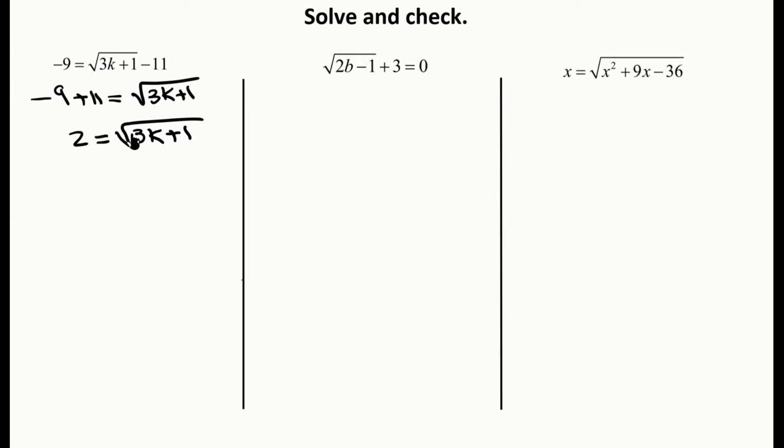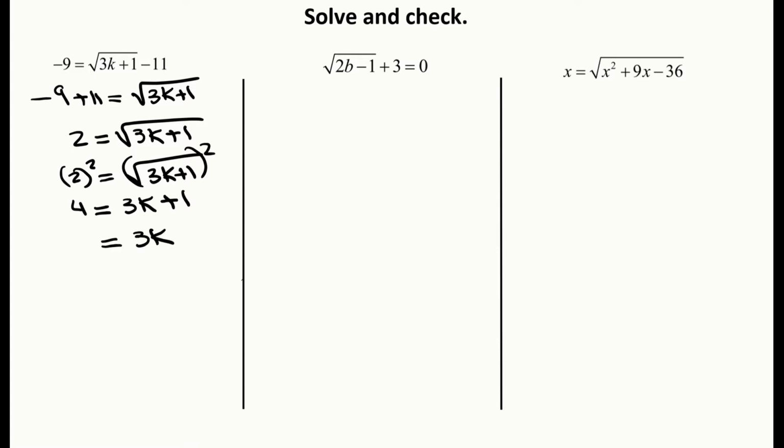Now we're ready to go ahead and square both sides. Notice we do not square both sides until we have isolated the square root term. That's very important. So we get 2 squared equals square root of 3k plus 1 squared, and we get 4 equals 3k plus 1. Now we can simply solve for k, so we get 3k equals 4 minus 1, so 3k equals 3, and finally we get k equals 1.